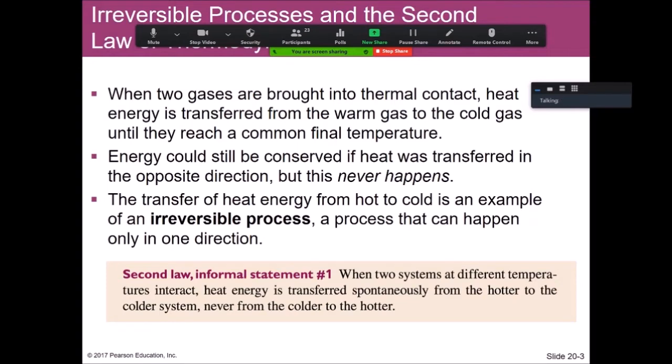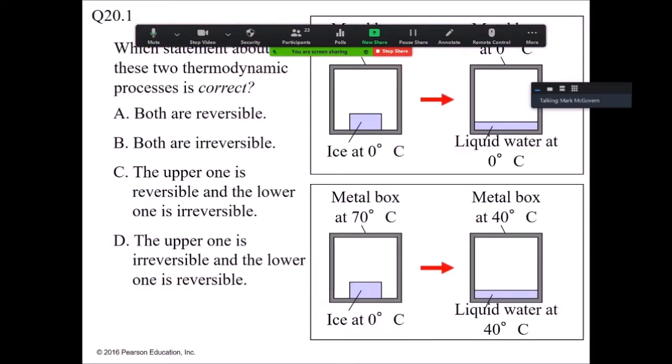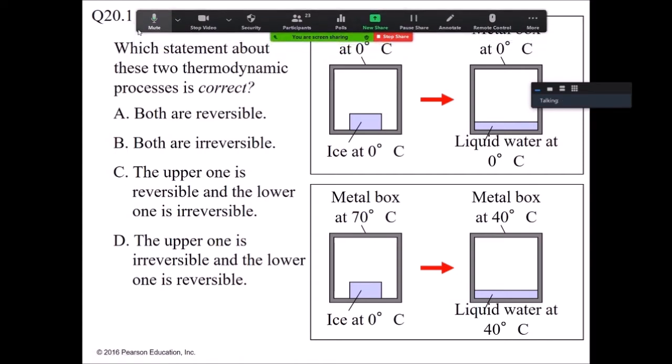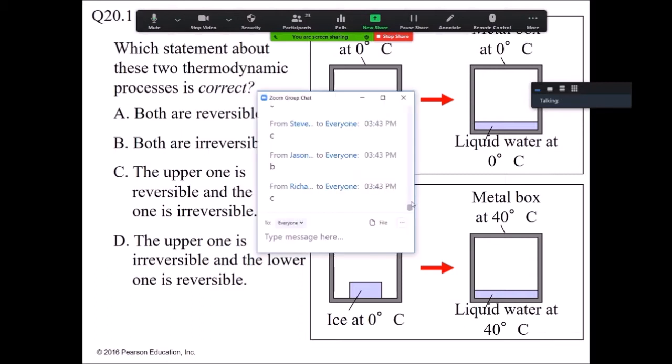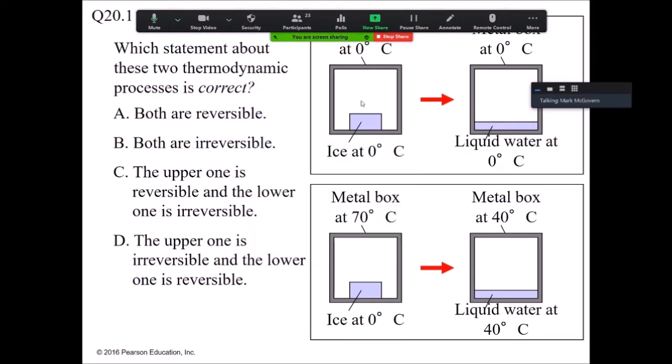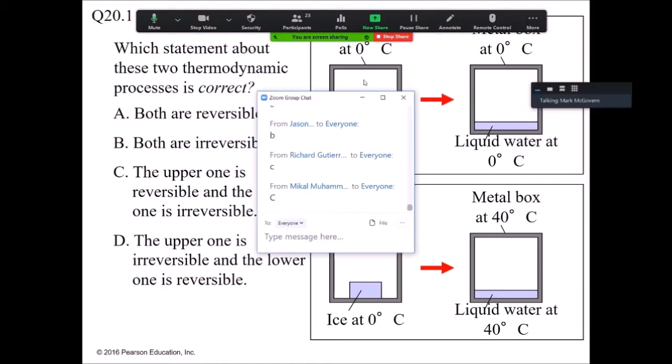Okay. So, another question for you here. Which statement about these two thermodynamic processes is correct? So in one case, we have ice at 0 and liquid water at 0. In the other case, we have some different temperatures going on. So let me know what you think about this. B's and C's. A lot of C's, though. A lot of C's, and I'm happy to see them.